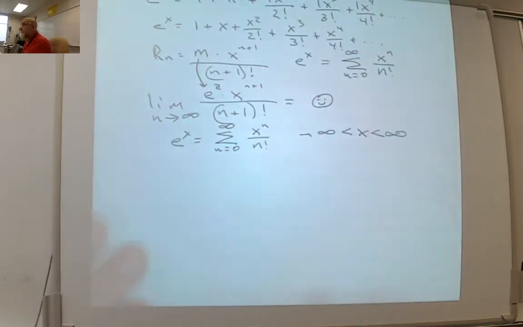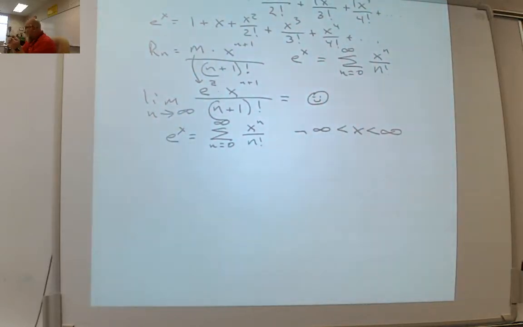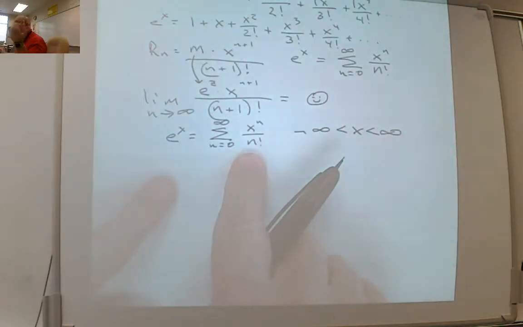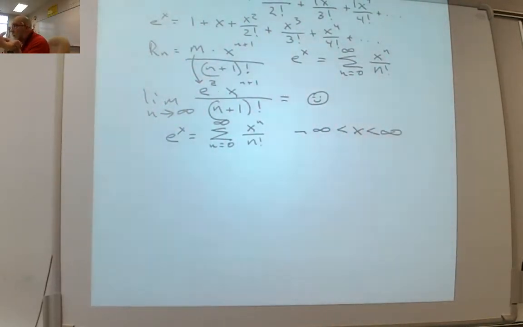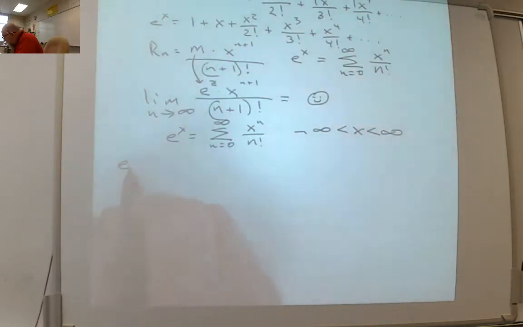Correct? Right? Which means I can put anything into e to the x and do this. Correct? Anything I want. Okay, I'm going to pick e to the pi.